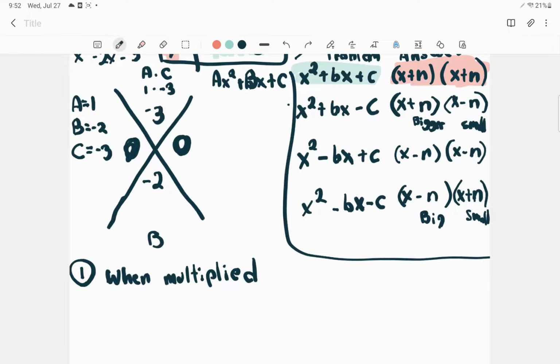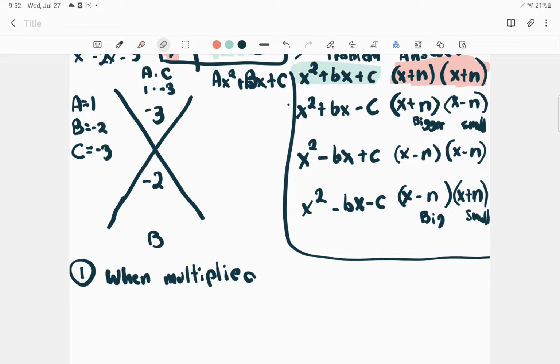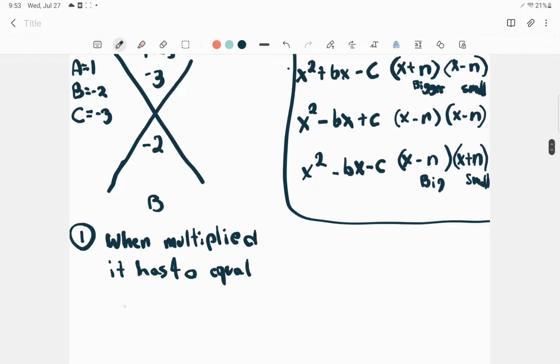That's not what I want. Okay. Let me go back. Let me erase that real quick. Oh, I need to make my eraser a little smaller. There we go. When multiplied, it has to equal the number on top.